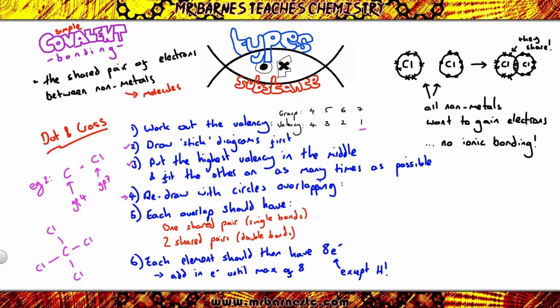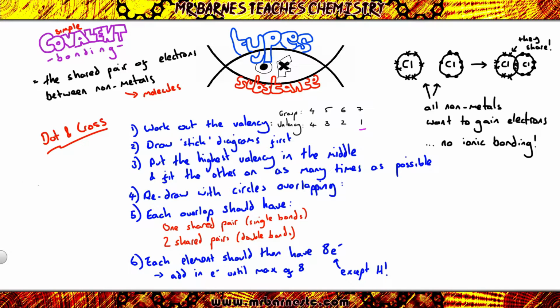The next thing I want to do is redraw with circles overlapping. So I'll put my carbon in the middle and draw 4 circles overlapping with Cl in. I've only got single bonds, so therefore I put 1 dot and 1 cross in each overlap. And then I make sure that everything has 8 electrons in the outer shell. Carbon already does, but my chlorines don't, so I need to fill them out to make sure they have 8.